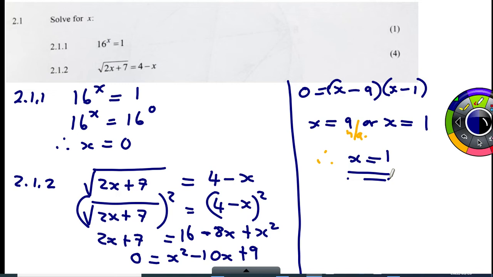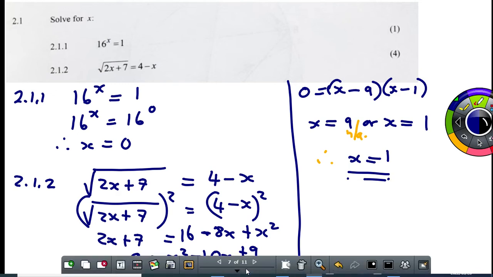You following? Okay. Let's get on. If you substitute 9 into the formula, the left hand side will be the square root of 25 and the other side will be negative 5.